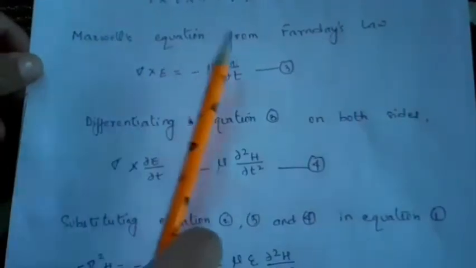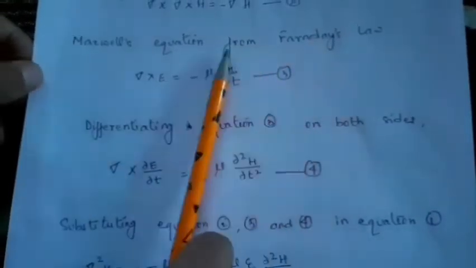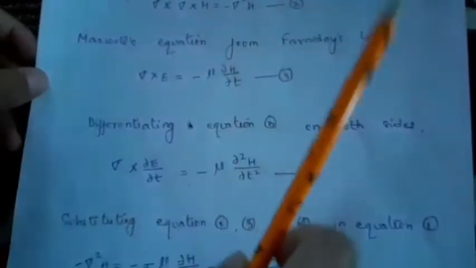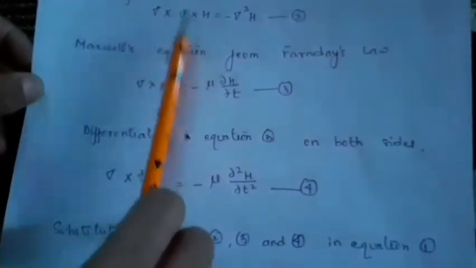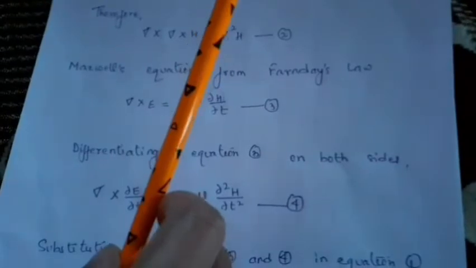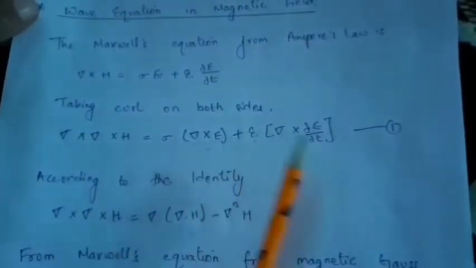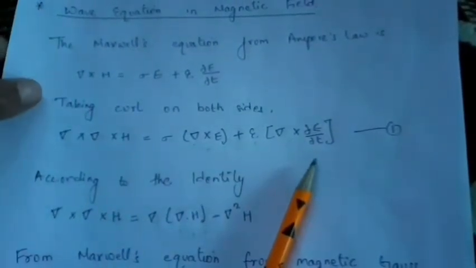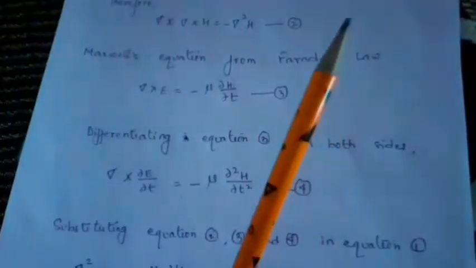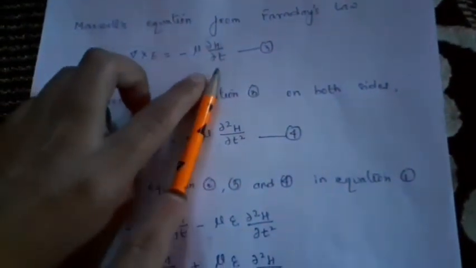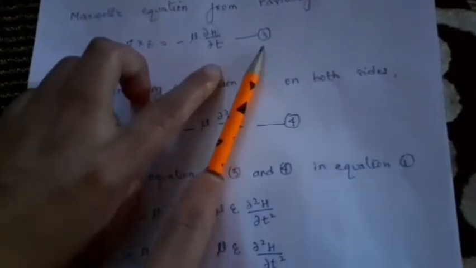So Maxwell's equation from Faraday's law. We have derived the simplification from this left hand side. Next we are going to find out the value for the right hand side. For this simplification, we have to consider Maxwell's second equation. So Maxwell's equation from Faraday's law is del cross E equals to minus mu dou H by dou t. So this can be considered as the third equation.